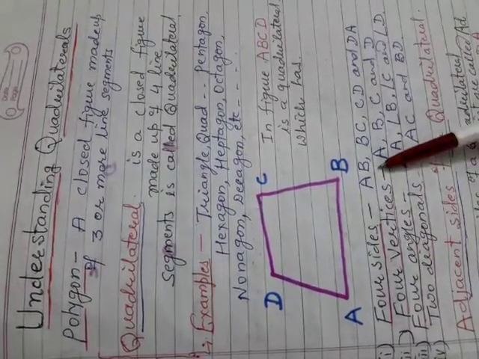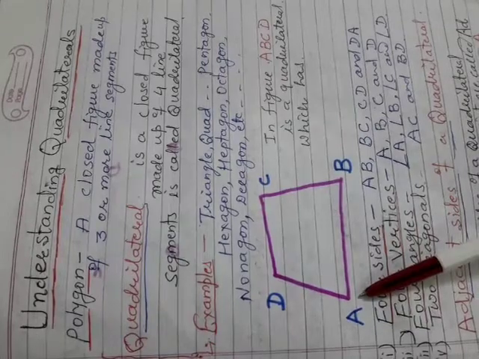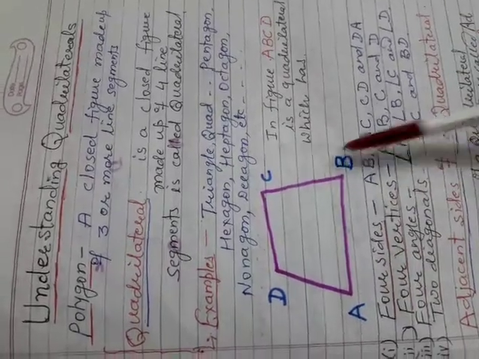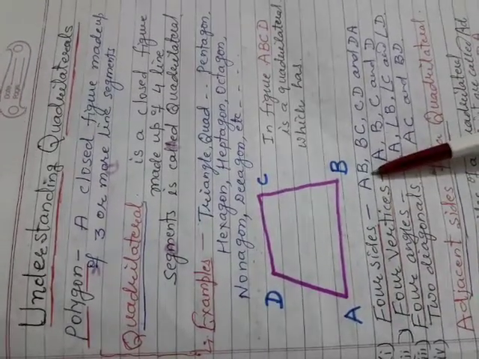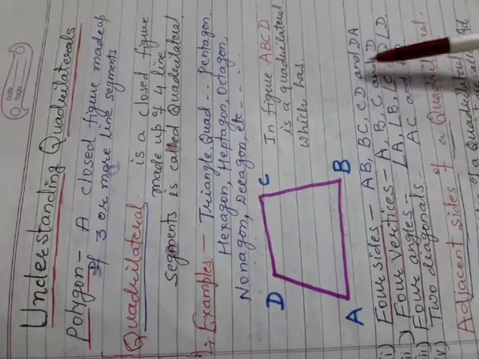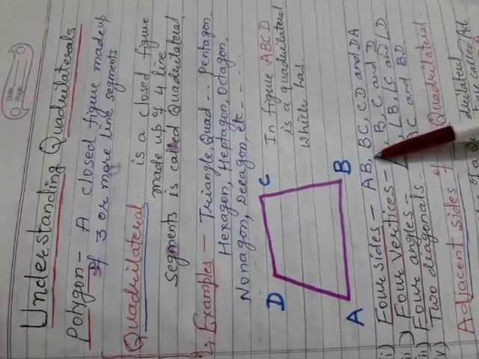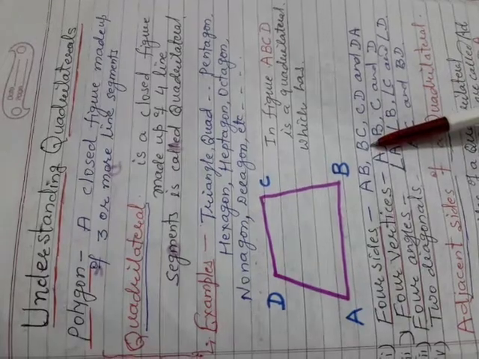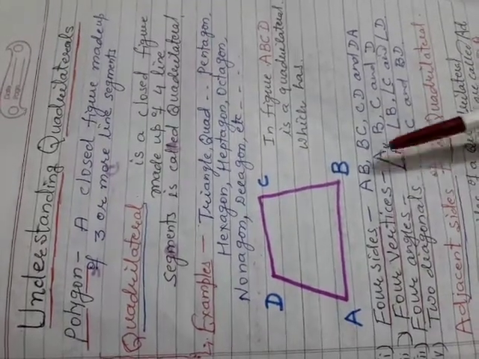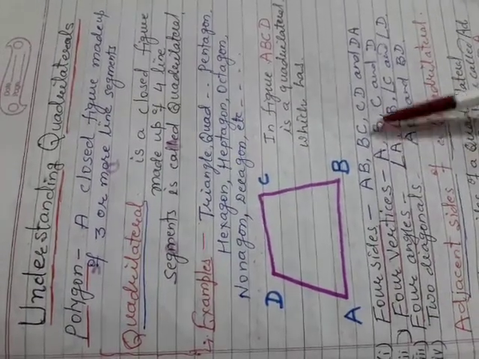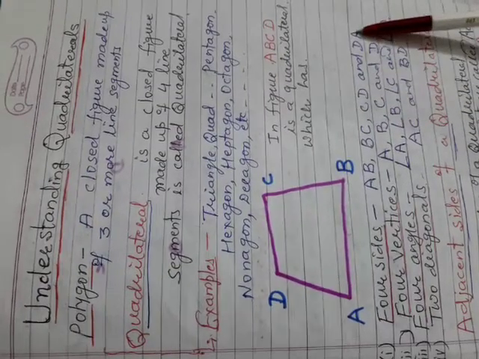Now four sides: start with one of the alphabets and go either clockwise or anti-clockwise. AB, BC, CD and DA are the four sides. Wherever it is ending, the new side will start from that alphabet. AB, then come to the end with B, BC, then C, CD and DA.